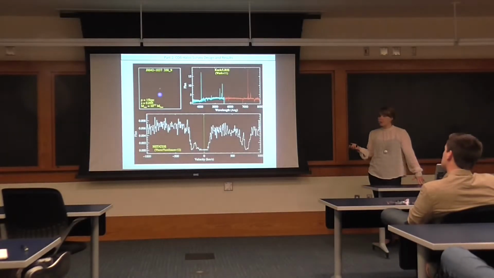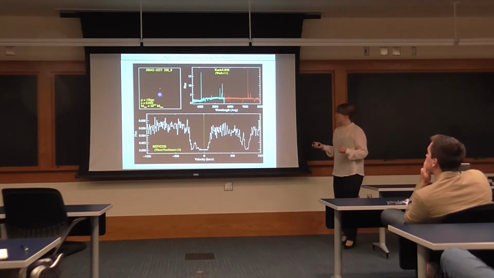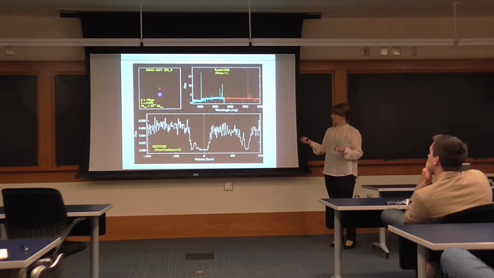All right, so this is just meant to show you the experimental design of COS-Halos. So what you have here is a galaxy in nearby projection to a quasar. This is 15 kiloparsecs at the redshift of the galaxy.